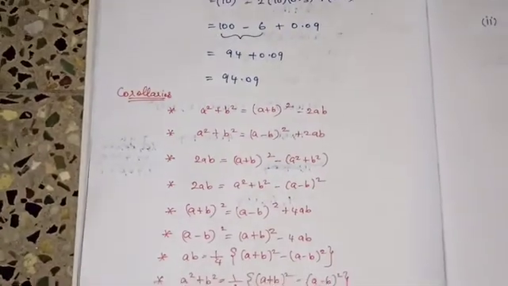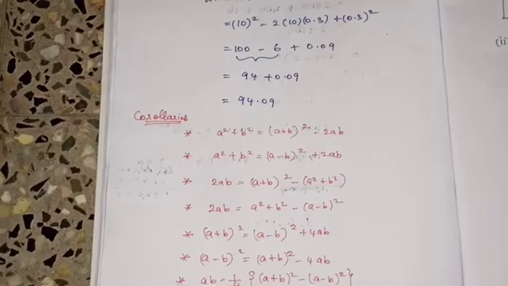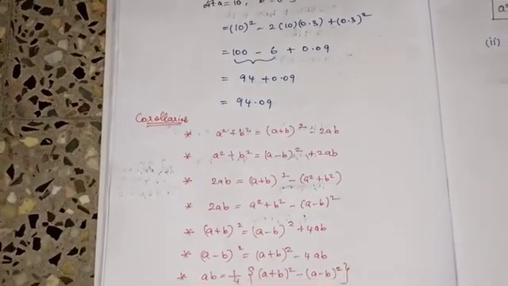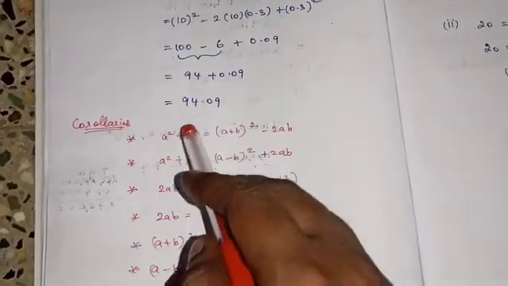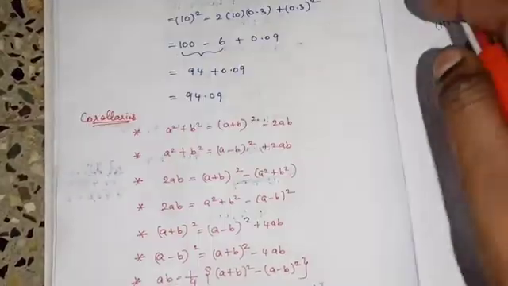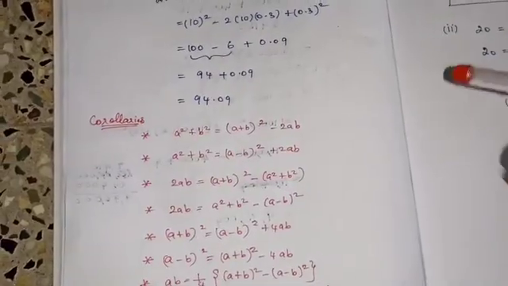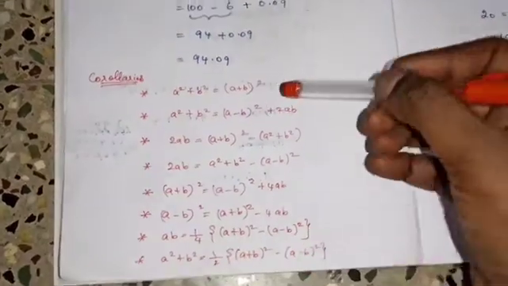Corollaries means the formula will construct many more formulas. That one is called corollaries. Already you know (a + b) whole square, (a - b) whole square, and a square minus b square. These three formulas you know, and these formulas build the remaining formulas.